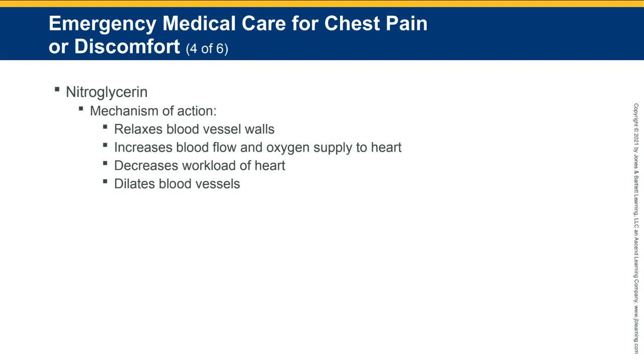Now, one thing you have to be mindful of, because it's a vasodilator, if the blood vessels open up, the pressure inside of the blood vessel is going to drop. So if the patient has a low blood pressure, you cannot give them nitroglycerin. You can actually kill that patient. So you want to know that the systolic, the top number, is above 100 millimeters of mercury. So anything below 100 millimeters of mercury for the top number is a contraindication for nitroglycerin.